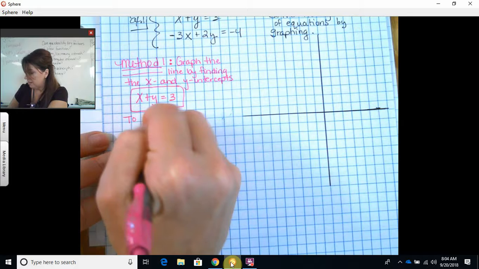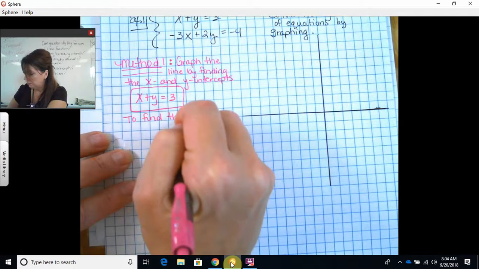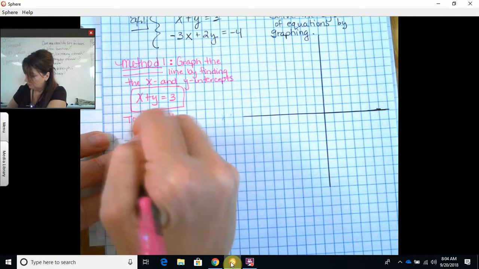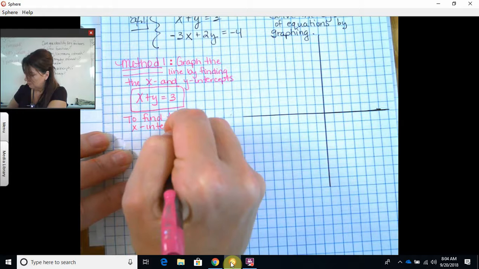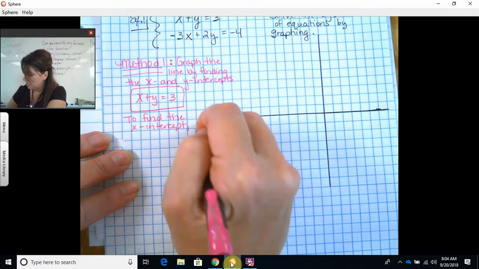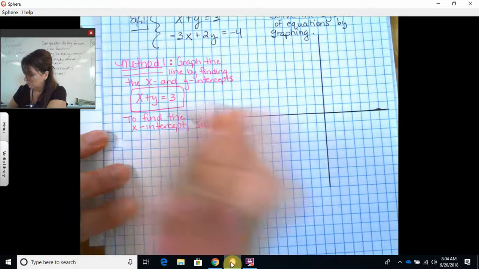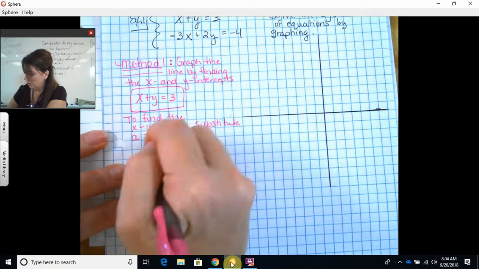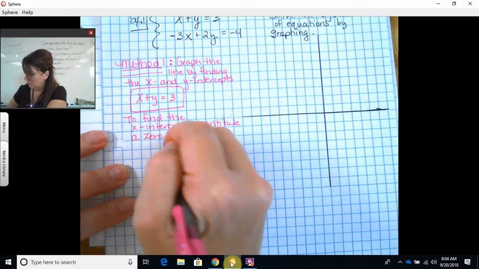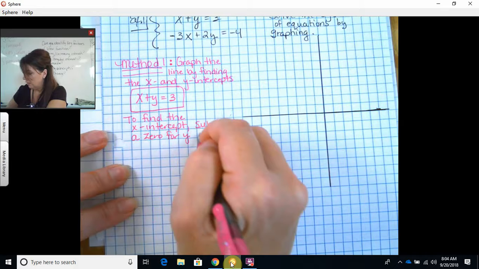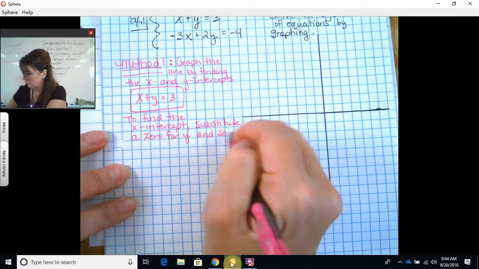To find the x-intercept, substitute a 0 for y and solve for x.